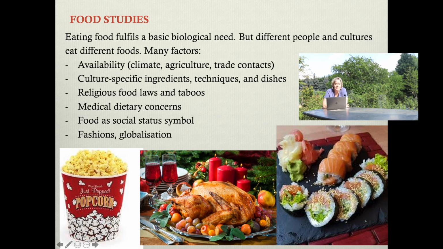Of course, some very simple ones like availability due to climate, agriculture, trade contacts, but there are also culture-specific ingredients, techniques, dishes. There are religious food laws and taboos. There are medical dietary concerns, and also some social issues, such as treating food as a status symbol. So the connection between social class and food, which could be a longer subject in its own right. We'll talk about it in a little moment. And also globalization, commercialization, fashions, food fashions. So some of the foods are connected with that.